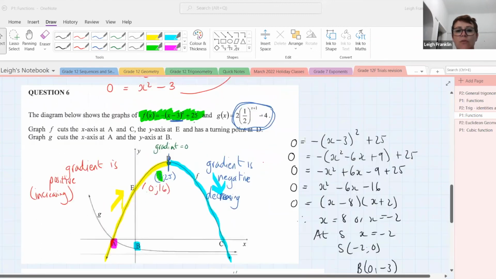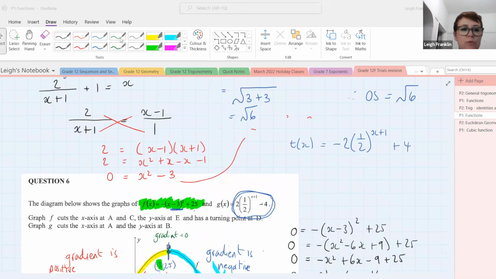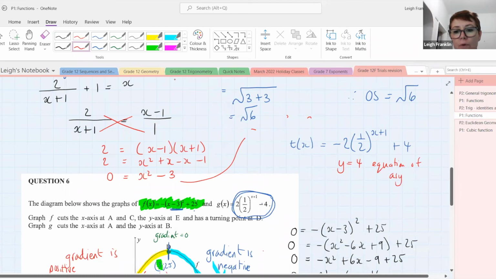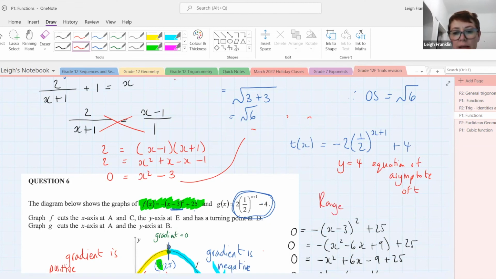And they wanted us to write down the range of t. Okay, so now its asymptote is the line y equals 4. So that's the equation of the asymptote of t. So its range is going to be any number that is smaller than 4. No, it won't affect the exponent. It affects the sign of the term. Okay, so this first term has changed sign and the second term has changed sign. No problem, Nick.